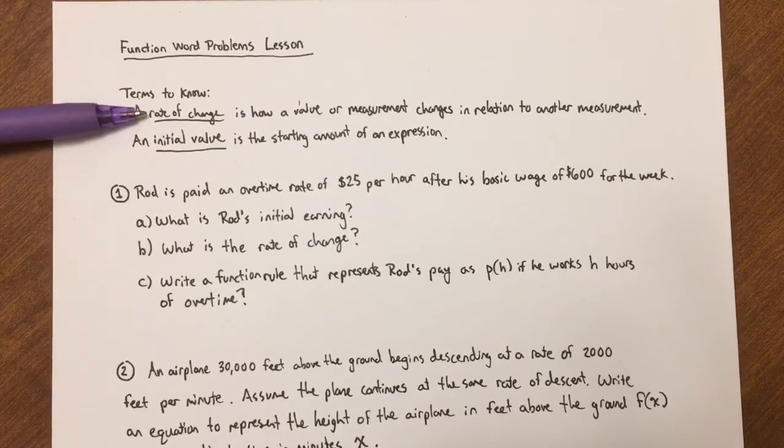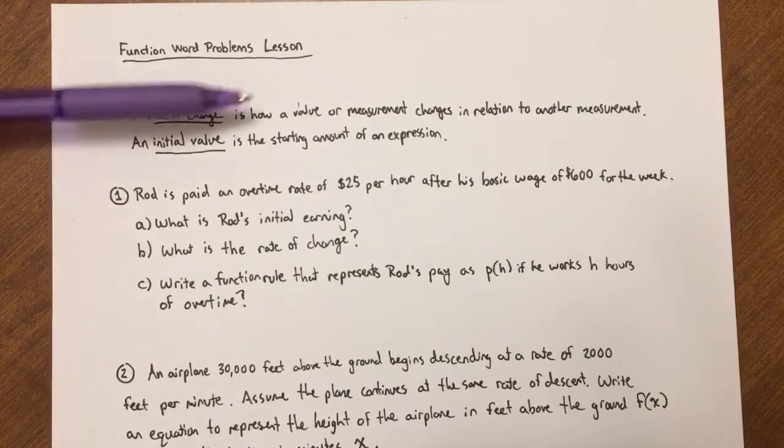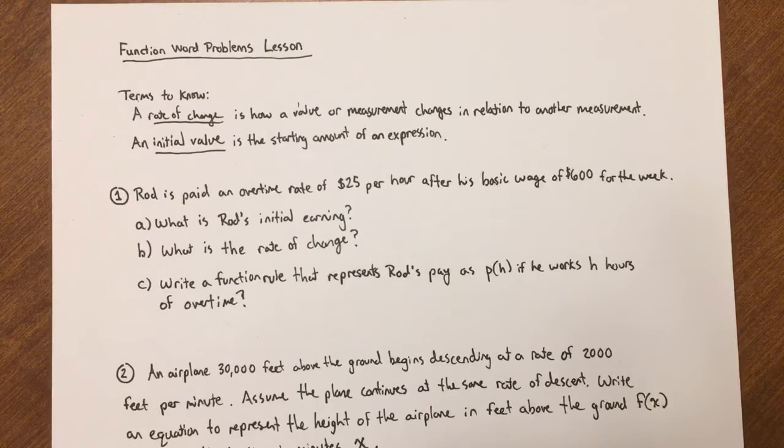The first term, rate of change, is how a value or measurement changes in relation to another measurement. An example of a rate of change would be speed, like miles per hour or meters per second, or your hourly wage, how much you earn in a time period, like $8 an hour or $50 an hour.